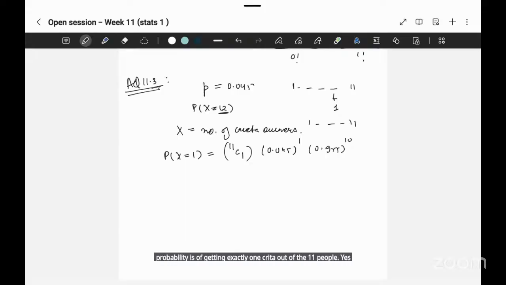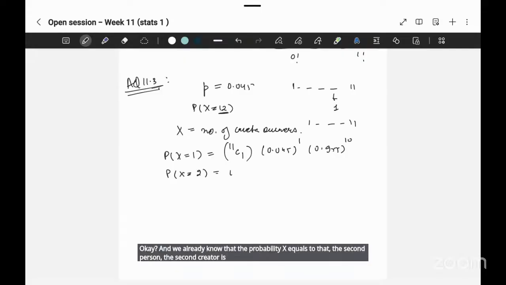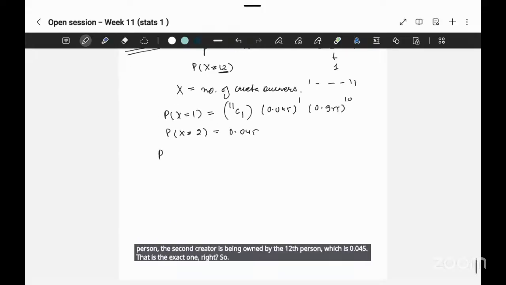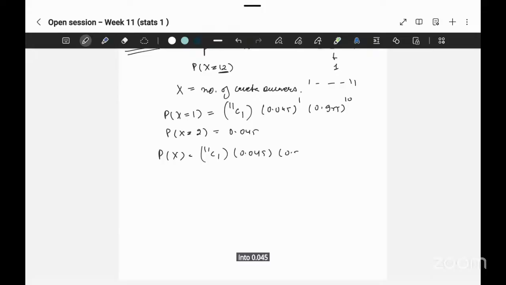Yes? Yes, ma'am. Okay. And we already know that the probability that the second Creta is owned by the 12th person is 0.045. That is the exact one, right? So the total probability will be 11C1 times 0.045 raised to the power 1, times 0.955 raised to the power 10, times 0.045. Is this clear?